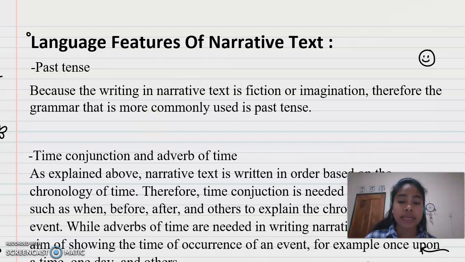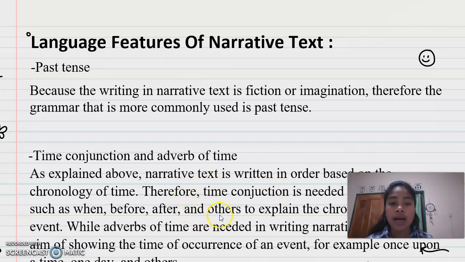As explained above, narrative text is written in order based on the chronology of time. Therefore, time conjunction is needed as a time liaison such as when, before, after, and others to explain the chronology of an event, while adverb of time are needed in writing narrative text with the aim of showing the time of occurrence of an event. For example, once upon a time, one day, and others.